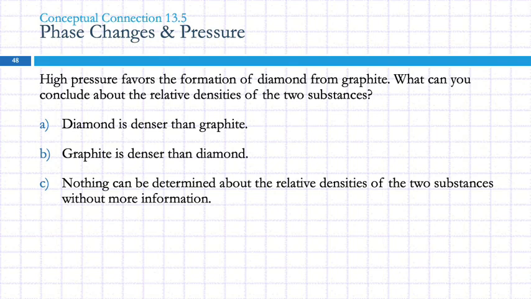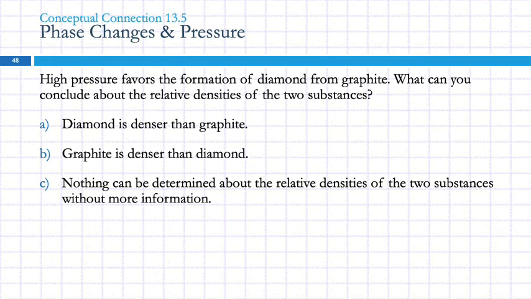Okay, high pressure favors the formation of diamond from graphite. What can you conclude about the relative densities of these 2 substances? Diamond is denser than graphite, graphite is denser than diamond, or we can't tell, we need more information.